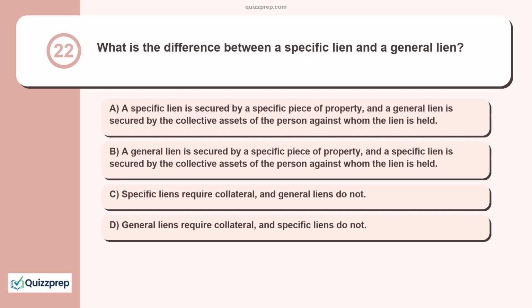Question 22. What is the difference between a specific lien and a general lien? A specific lien is secured by a specific piece of property, and a general lien is secured by the collective assets of the person against whom the lien is held. A general lien is secured by a specific piece of property, and a specific lien is secured by the collective assets of the person against whom the lien is held. Specific liens require collateral, and general liens do not. General liens require collateral, and specific liens do not.